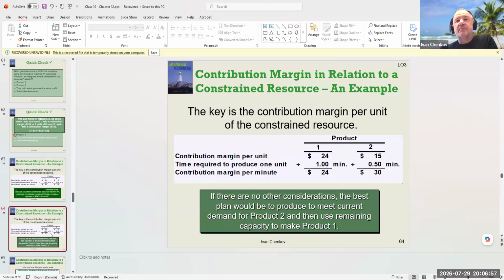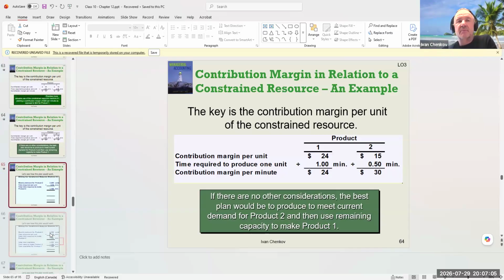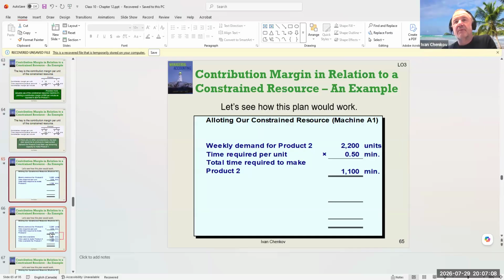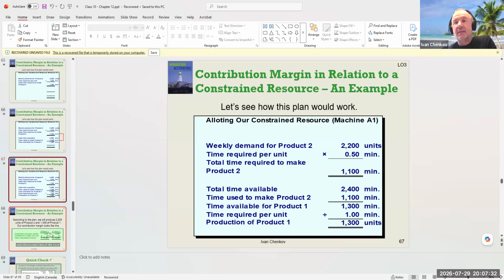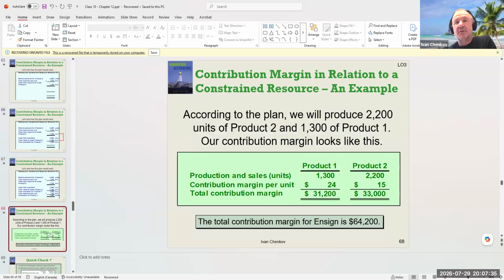If there are no other constraints, the best plan is to produce the demand for product 2, and the remaining capacity is going to go to product 1. How are we going to do this? First, we're going to satisfy the entire demand for product 2, which is going to take us 1,100 minutes out of the 2,400. Then we're going to have 1,300 minutes available. And with those 1,300 minutes available, we can produce 1,300 units of product 1. And that's our winning strategy.